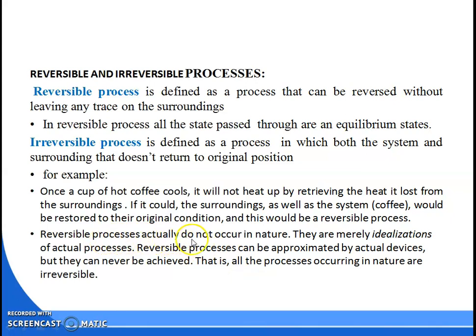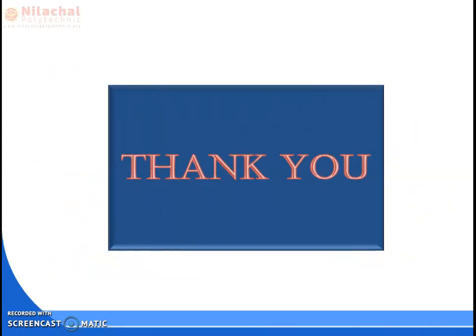So reversible processes actually do not occur in nature. They are merely idealizations of actual processes. Reversible processes can be approximated by actual devices, but they can never be achieved. All processes occurring in nature are irreversible. But when we are solving problems or doing any derivation, we consider the process to be reversible. Clear? Thank you.